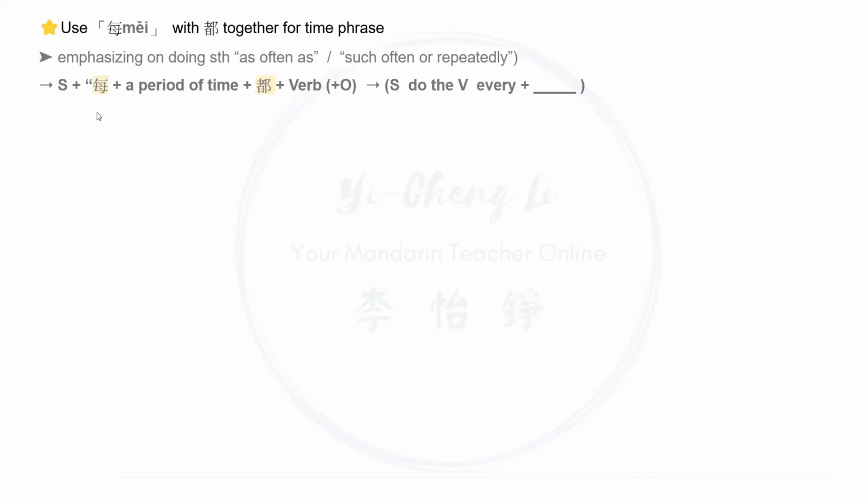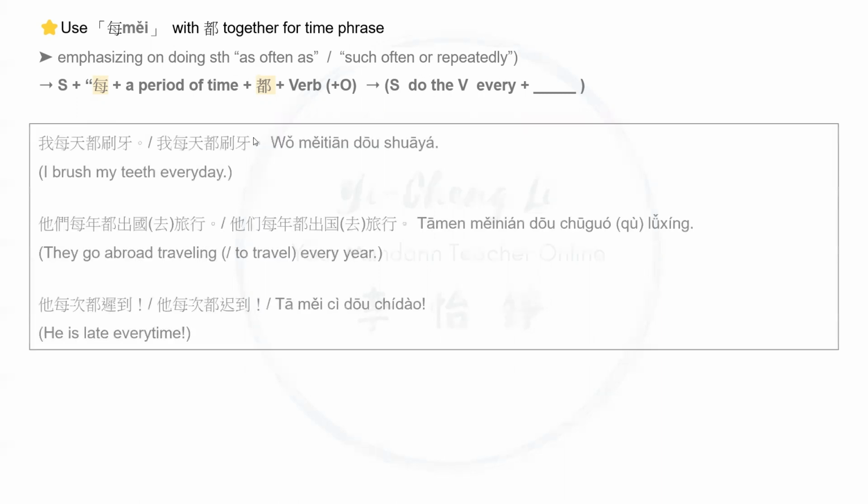In English translation, it's more like subject, do the verb, every year he does that. Every year they do that. And then it has the hidden kind of meaning, feeling of this is how often they do this thing. Let's look at an example here.